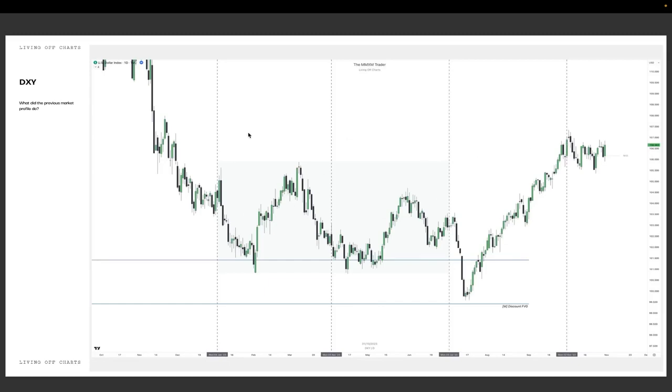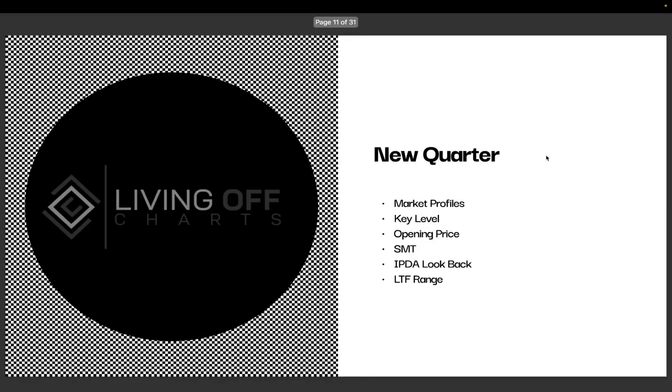So we have a manipulation and distribution. And I'll give you guys a tip here. When you have two previous quarters with the same market profile, you can anticipate the very next quarter's market to be very parabolic and one-sided with very little retracements. As you can see on the dollar, it basically goes up in a straight line.